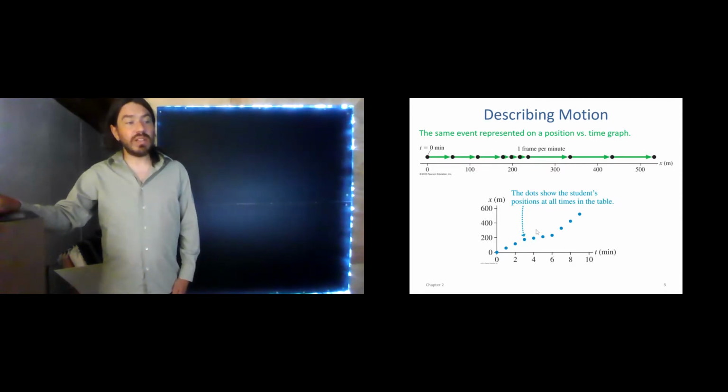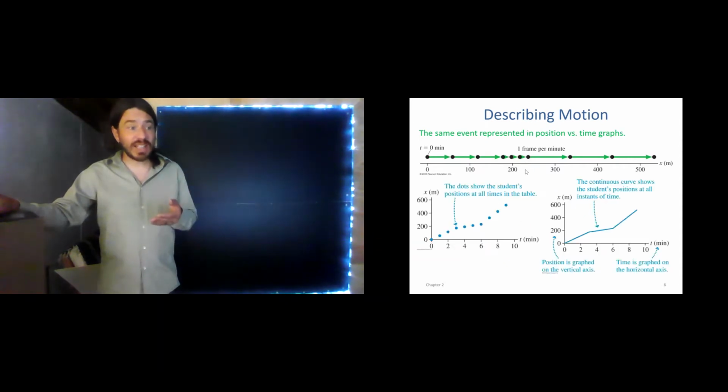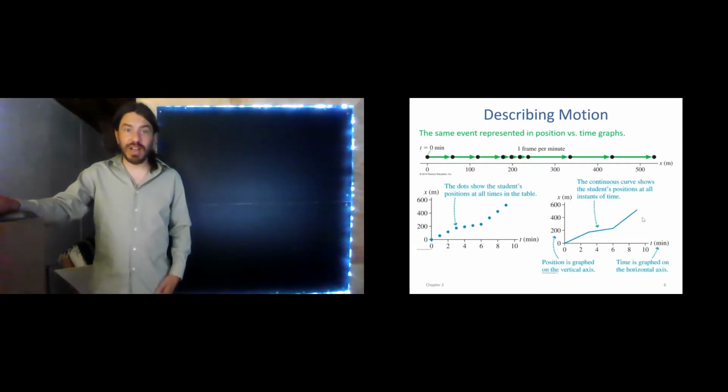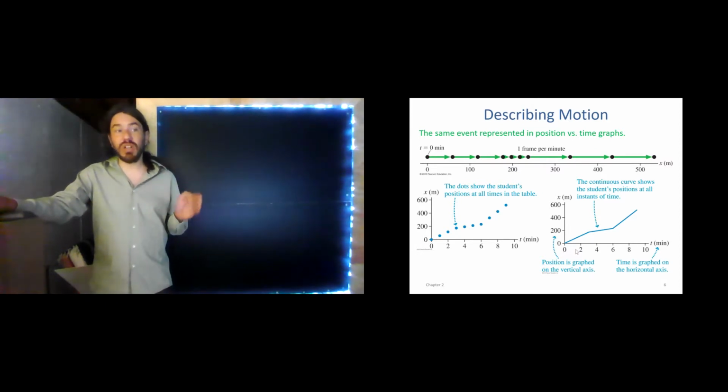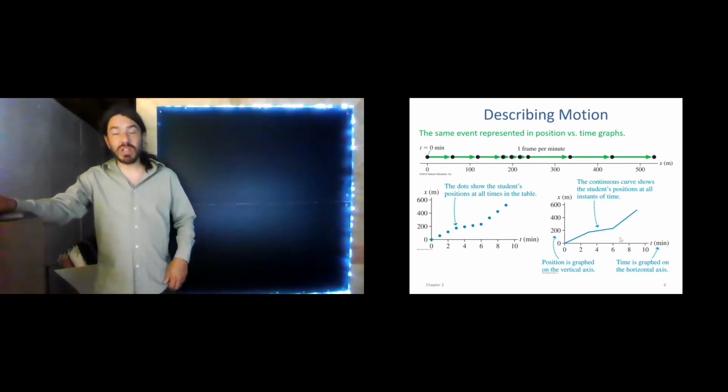So these are dots. What we've done is we have shown where the student was at each of these specific times. Now we could take it a step farther and we could connect those dots, and now we really can get a sense of this motion. The continuous curve shows the student's position at all instants of time, not just these selected moments. Here we see position versus time. Okay, so now we've made a position versus time graph. And maybe you think that this is not that much more useful than this. It turns out that this position versus time graph is very, very useful.